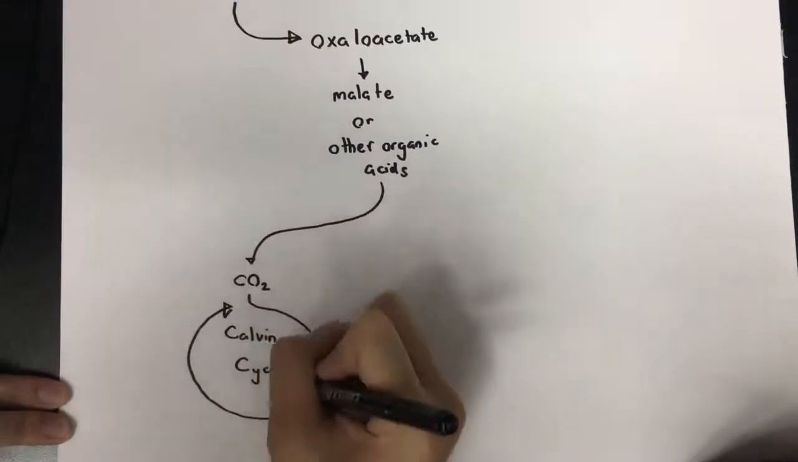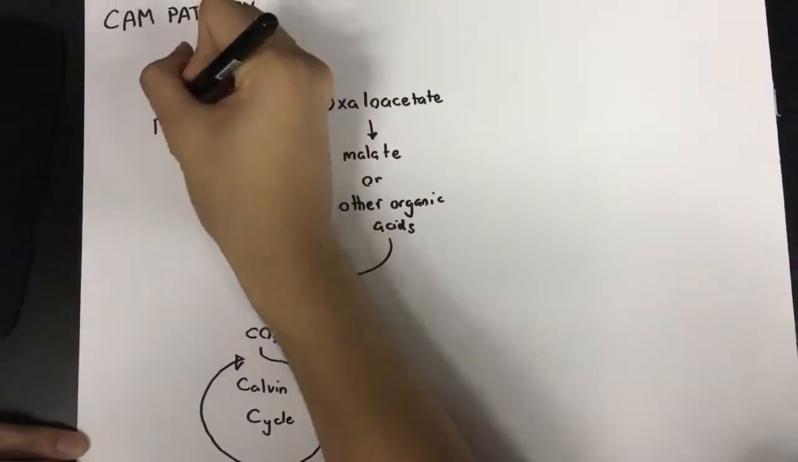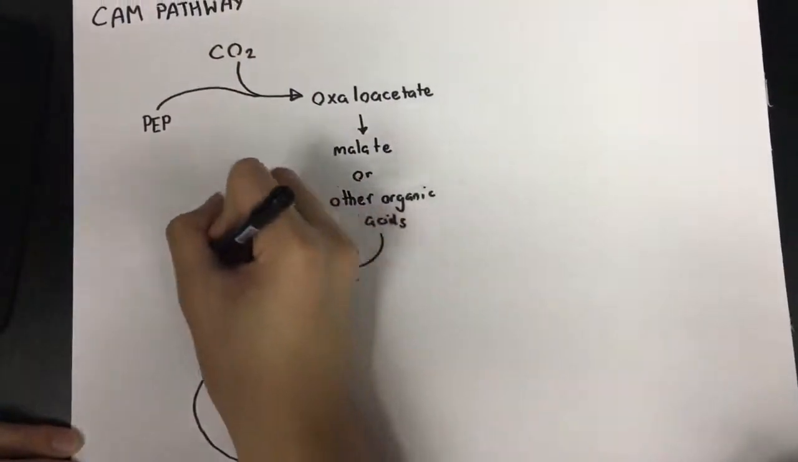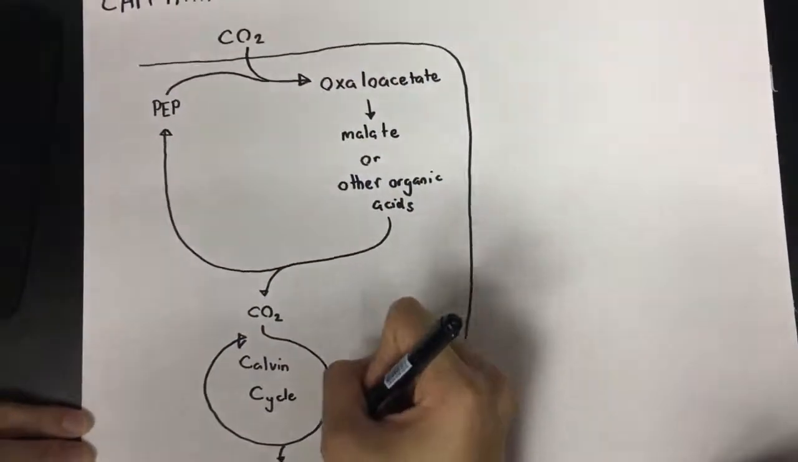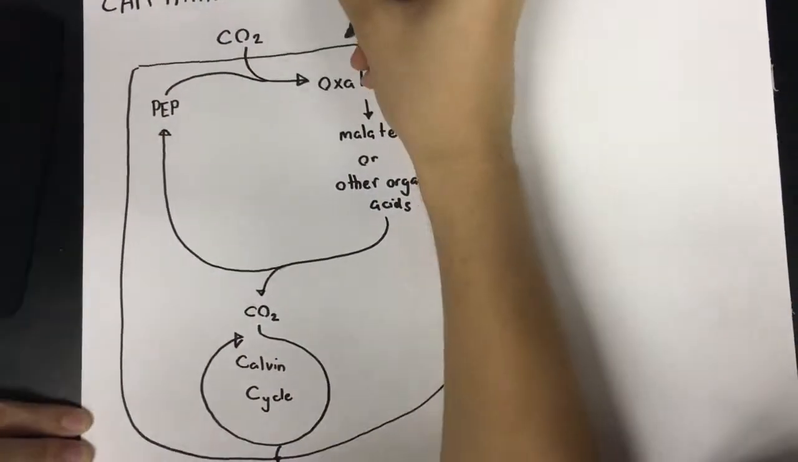In the CAM pathway, the stomata are closed during the day to prevent water loss, thus making them unable to exchange gas. They only open at night.